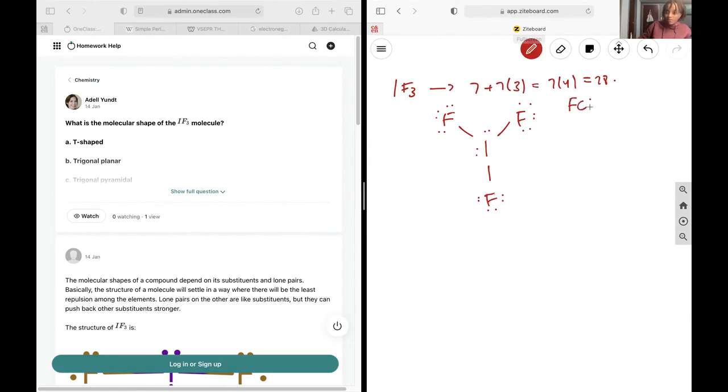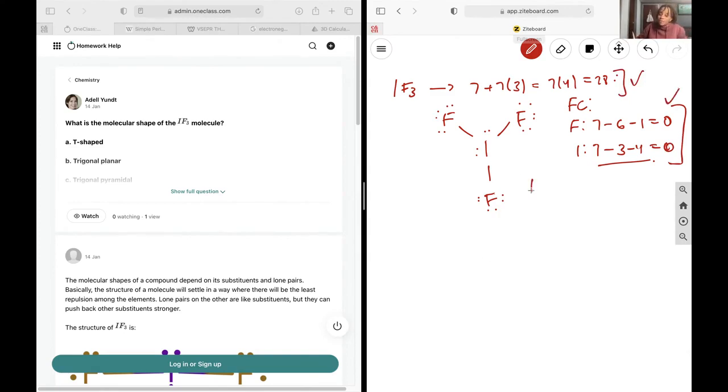I can double check on my formal charge. Fluorine is 7 minus the 6 in lone pairs minus the 1 in the bonding pair, 0. Iodine is going to be 7 minus the 3 in bonding pairs minus the 4 in the lone pairs, giving me a 0. And then, because the formal charge is minimized and the valence electrons are all taken care of, this is going to be our best structure.